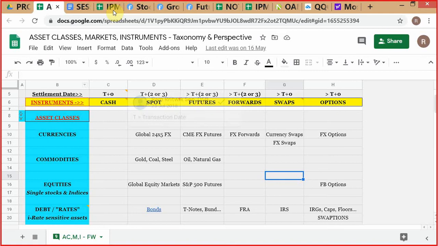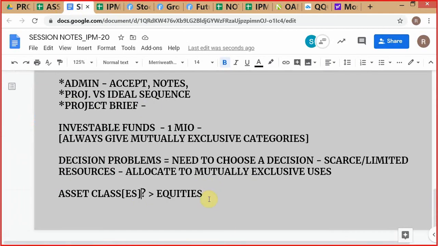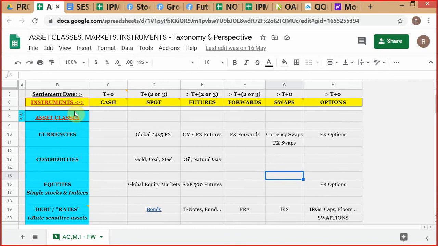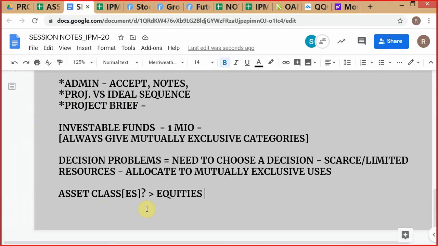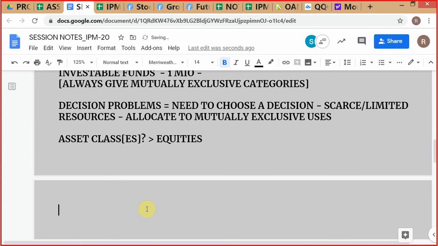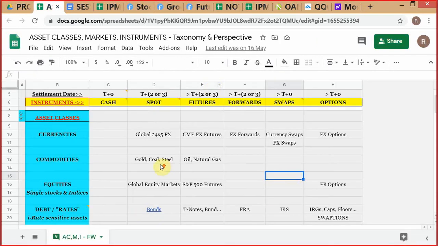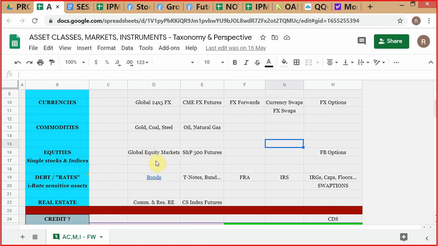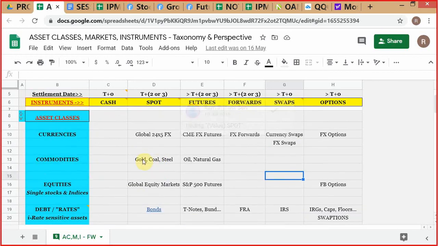In this particular project we have chosen one asset class, but you can in general choose any number of asset classes. The second decision that you have to take is this: let's say we have chosen equities, so we have gone into this row. We'll come to the instrument part later.